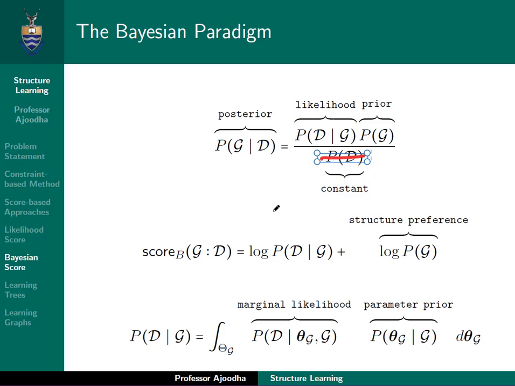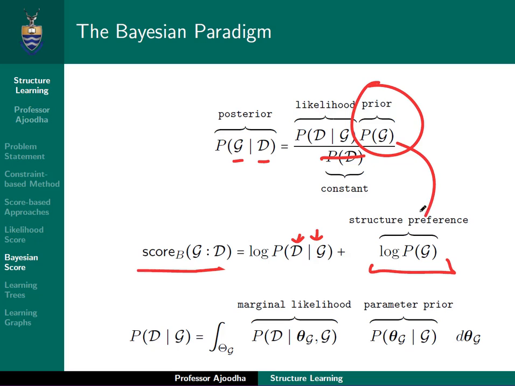It's sometimes useful to look at the log, because then we get additions instead of multiplication. So let's look at the log of this Bayesian score, the probability of the graph with respect to the data. The Bayesian score, the B score, is equal to this part here, which is the likelihood of the data given the structure. And then it also adds to it this part here, which is the prior. This prior allows us to specify some preferences over the structure.